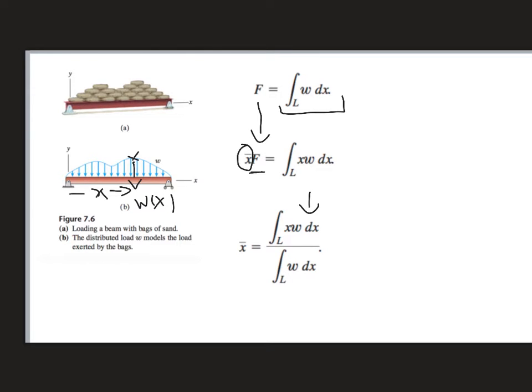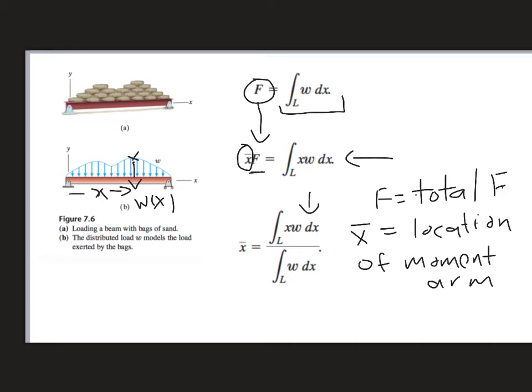Now what exactly is this x bar? That's the location where you could place the total force F and give the same moment as the moment from all the individual little sandbags. In other words, that x bar is the place where you could put that total force F and get the same moment arm giving you the same total moment as the integral that we did up above.